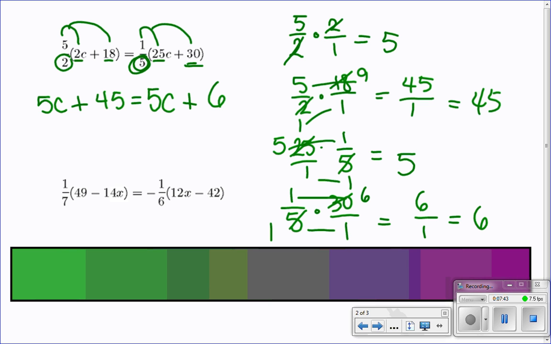Okay, so this is a unique one. Notice here, we're going to have our 5c's cancel. So we've got 0c, right? 5c minus 5c is equal to 0c. We can minus our 45 to the other side. So what is that? Negative 39?